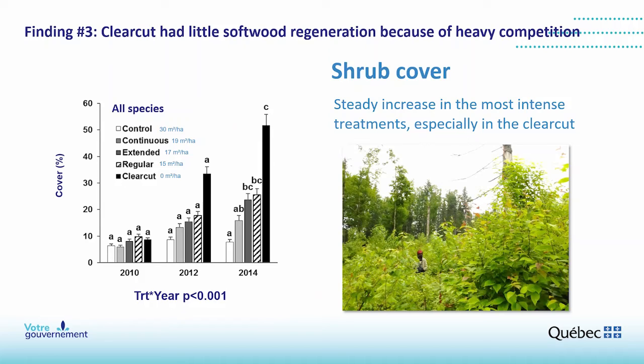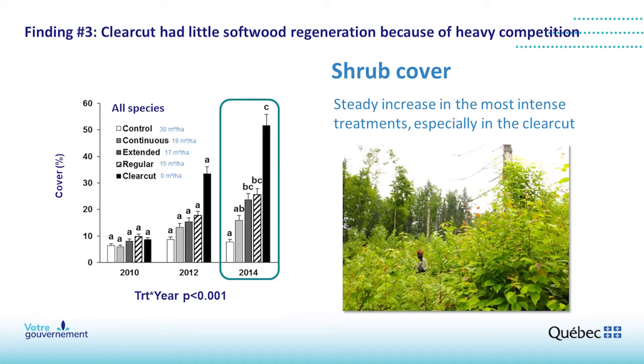Well, when we go in the field, we know that. We see all this heavy competition, but the data and the results also show that the reason is mostly the shrub cover. Again, if we focus on the 5th year, we can see that the clear cut has more than double the percent cover in shrub species compared to the uncut control and the continuous cover irregular shelterwood. So this may explain the results we have found.